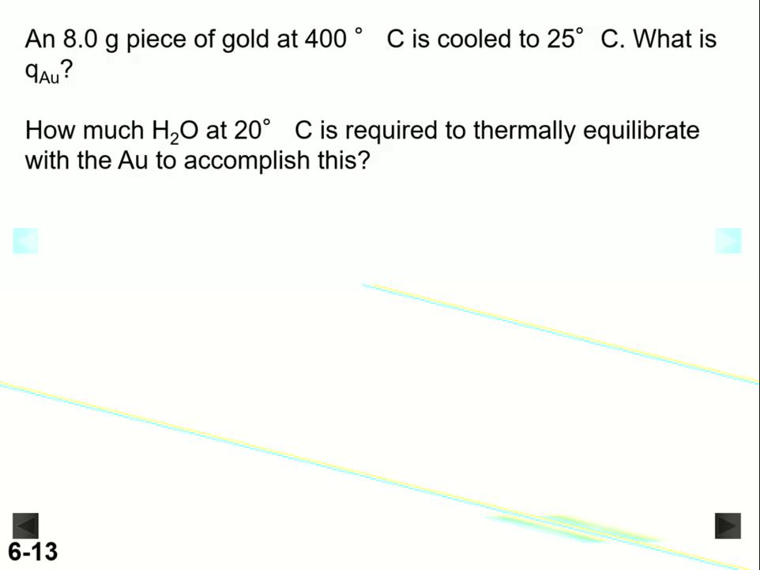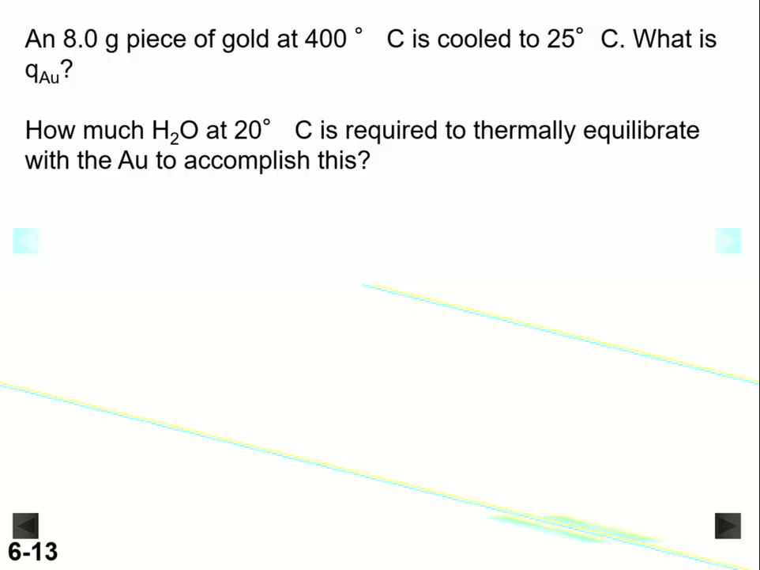Next, how much water at 20 degrees Celsius is required to thermally equilibrate with the gold in order to accomplish this? So what we have is a gold piece at 400 degrees Celsius, put into water at 20 degrees Celsius. Heat flows out of the gold into the water. So the Q for gold will be negative. The Q for the water will be positive. And the system will equilibrate at 25 degrees Celsius.